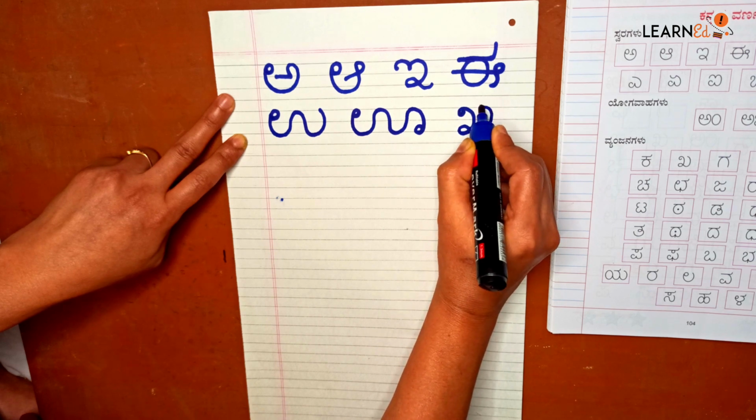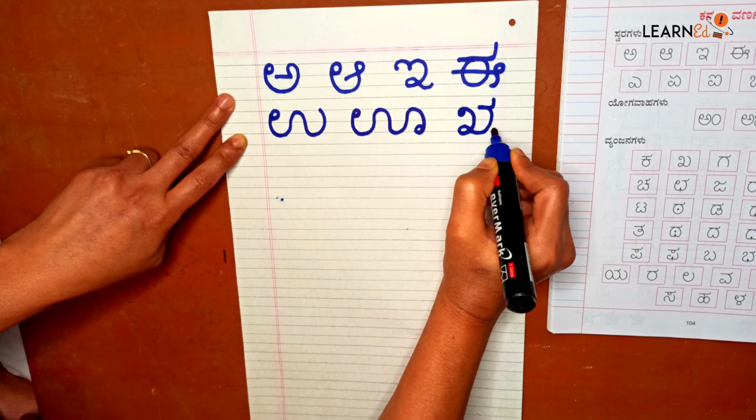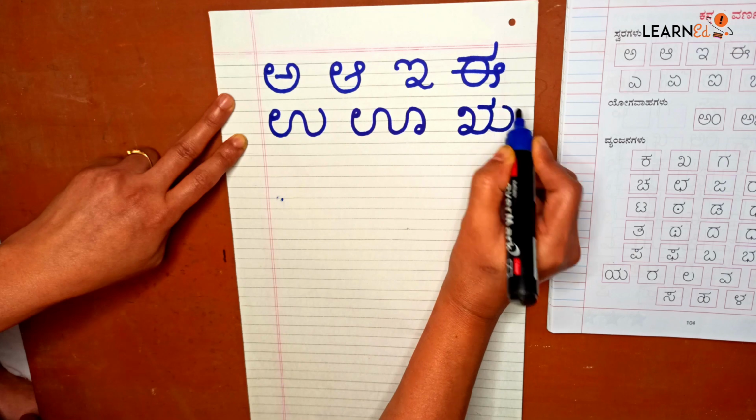Ru. You can begin like English letter 2 like that. English number 2. Then you have to do like this. Ru.